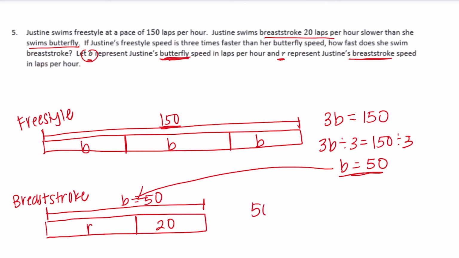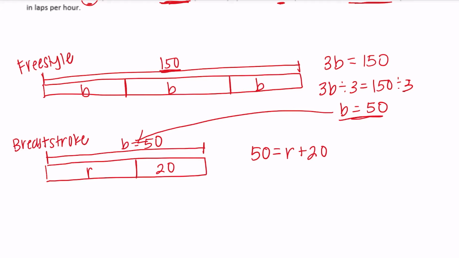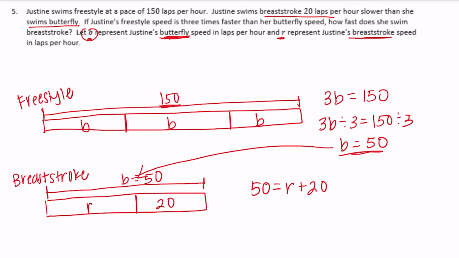So 50 is equal to R plus 20. To get the R alone, we need to do R plus 20 minus 20, and since we did it to that side, 50 minus 20 is equal to 30. So 30 is equal to R. We can say that she swims breaststroke at a pace of 30 laps per hour.